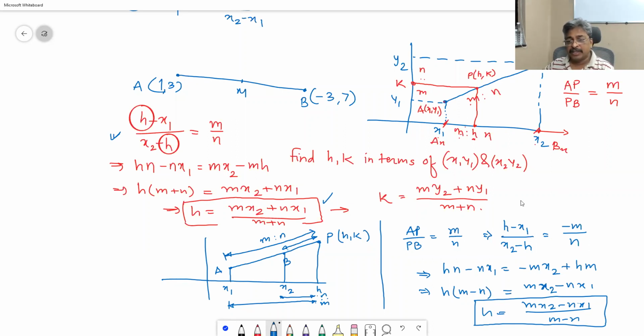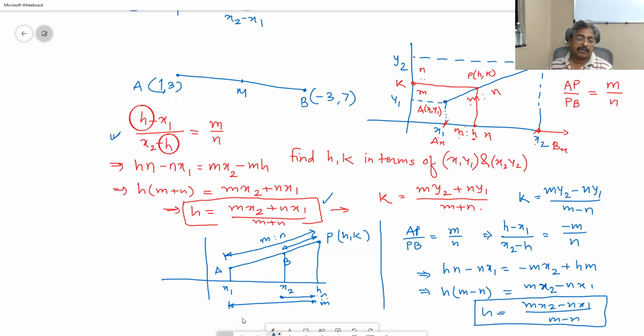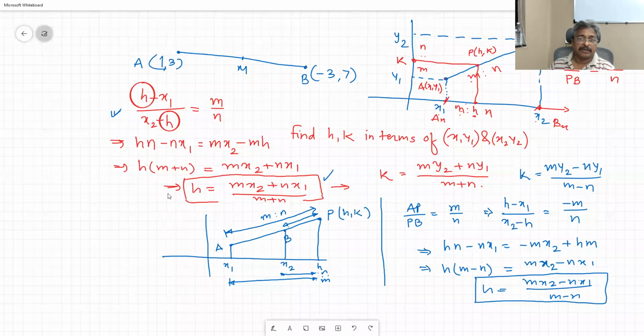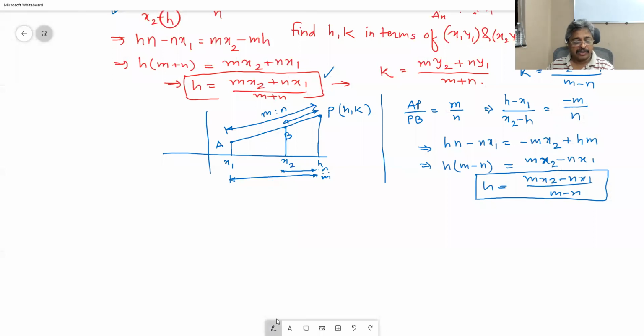Similar thing will happen in the case of k. k will be (m y2 minus n y1) upon (m minus n). So if two points are given and the ratio in which it is dividing is given to you, then you should quickly get the required coordinate. Now let us check whether you have understood this or not.